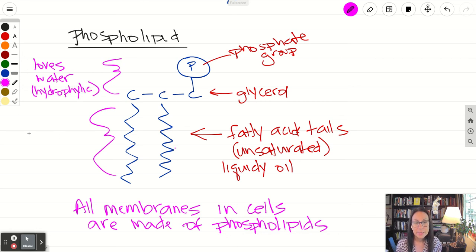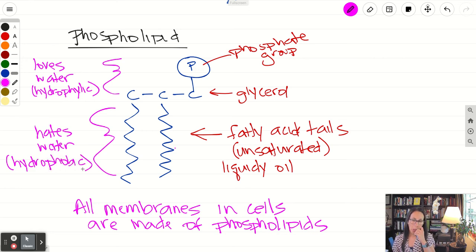And then the fatty acid tails hate water. This is called hydrophobic. Okay, so this is what a phospholipid looks like. All the membranes in our cells are made of phospholipids.